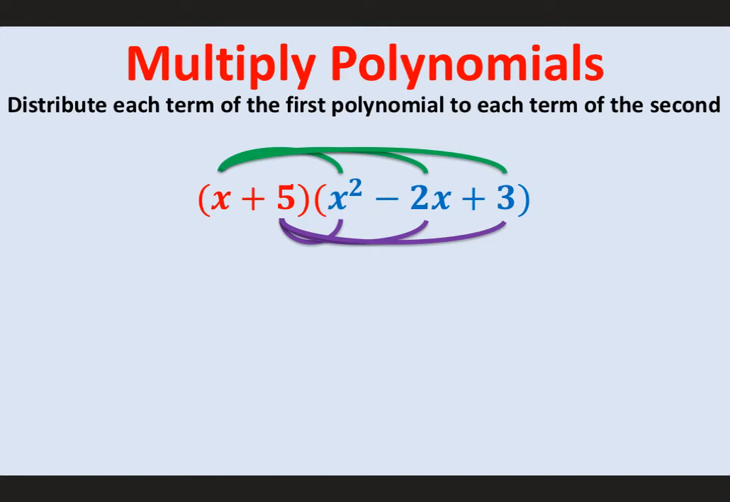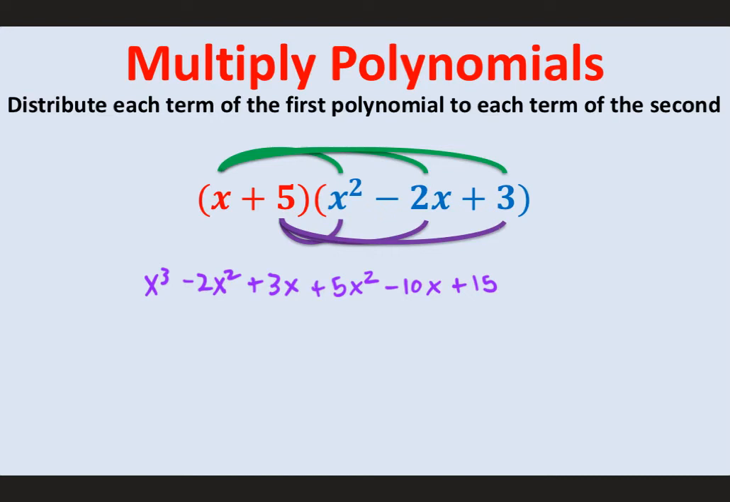Our first answer is x times x squared, which is x to the third. Then x times negative 2x is negative 2x squared. Then x times 3 is positive 3x. Then we distribute the 5. 5 times x squared is positive 5x squared. Then 5 times negative 2x is negative 10x. And then 5 times 3 is 15. So we just distributed each piece times each piece: x times x squared, x times negative 2x, x times positive 3, 5 times x squared, 5 times negative 2x, and 5 times positive 3.